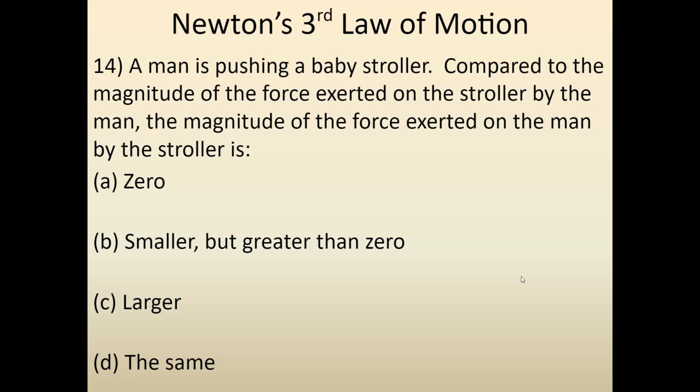So for this one, compared to the magnitude of the force exerted on the stroller by the man, the force exerted on the man by the stroller is the same. Now, one thing to keep in mind is that if you look at the phrasing, all they do is take the words stroller and man and reverse them. That's it. So that's one way you know you're dealing with a Newton's third law question, because they'll just take the two terms and flip them and expect you to think that everything's changed now.